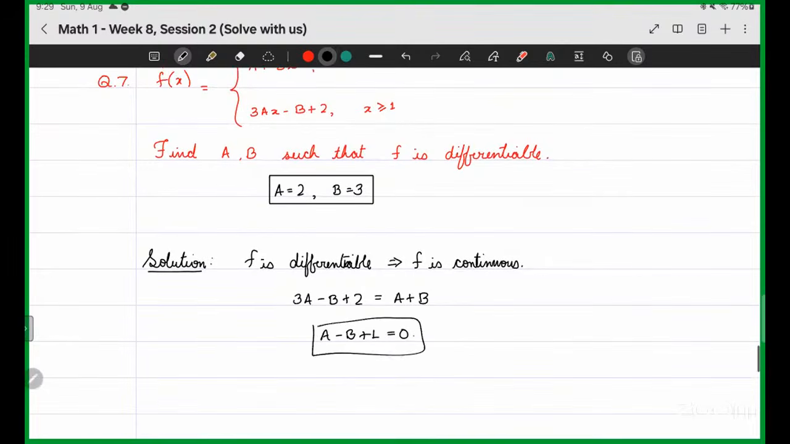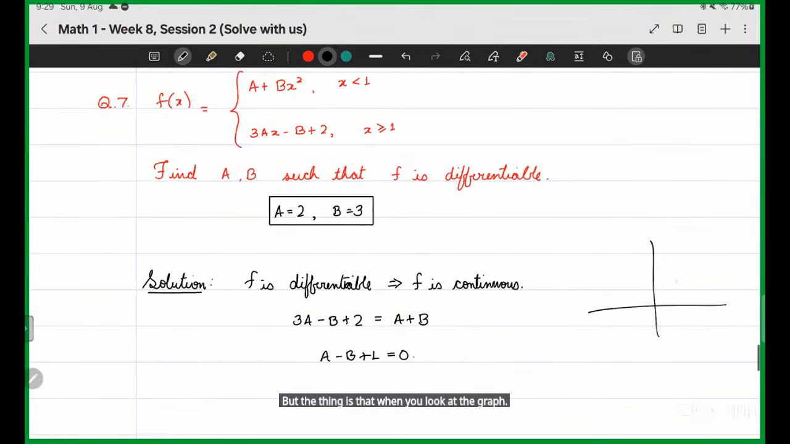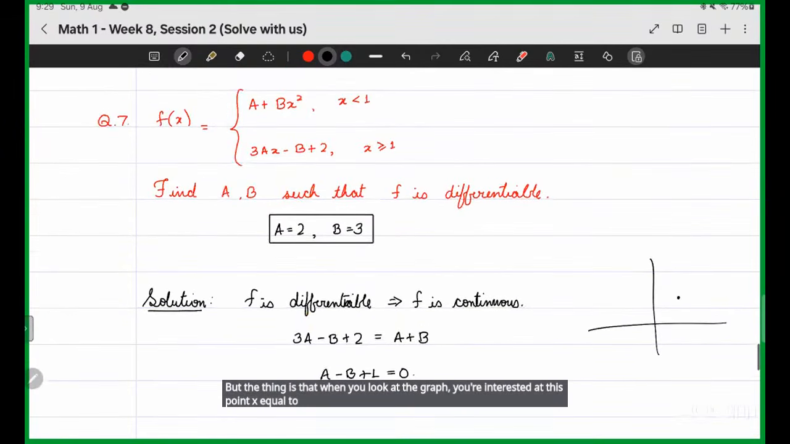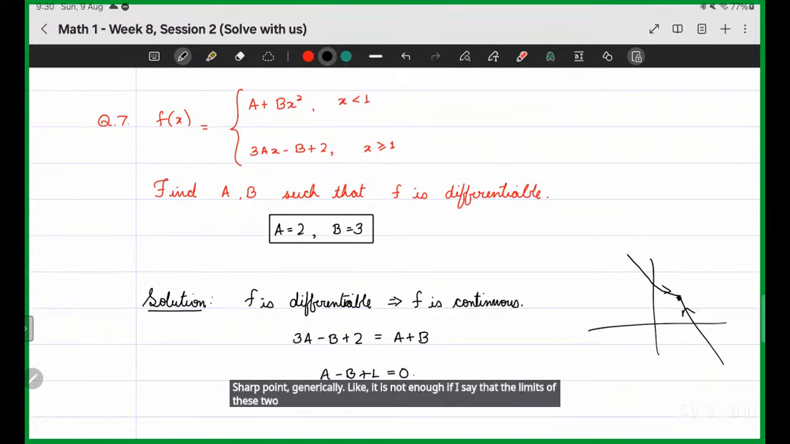Now there are infinitely many a and b which would solve this condition. But the thing is that when you look at the graph, you're interested at this point x equal to 1. There is some quadratic equation on one side. There is some linear equation on the other side. This would lead to some sharp point generically. It is not enough if I say that the limits of these two are equal. For different values, you might get a sharp point.